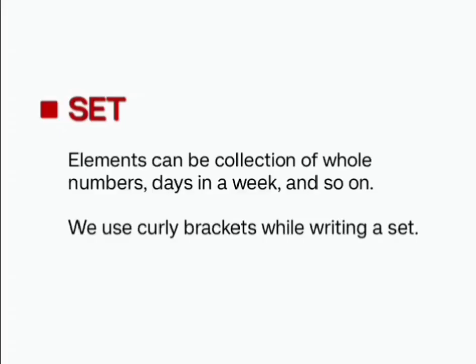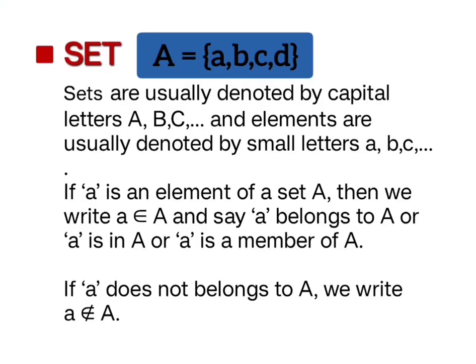Elements can be a collection of numbers, alphabet letters, days in a week, months in a year, and so on. Let me explain more about this. Sets are usually denoted by capital letters A, B, C. And elements are usually denoted by small letters a, b, c.